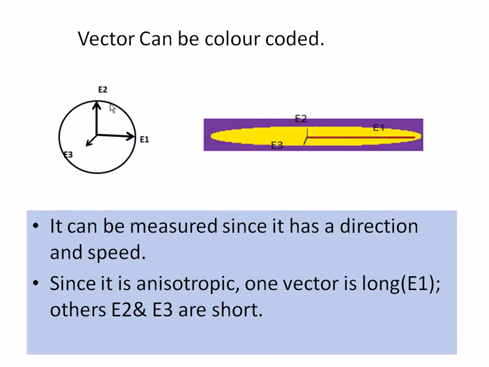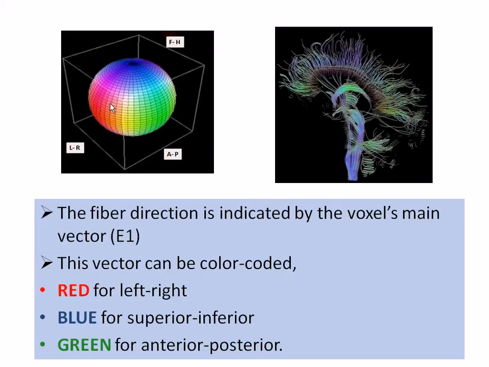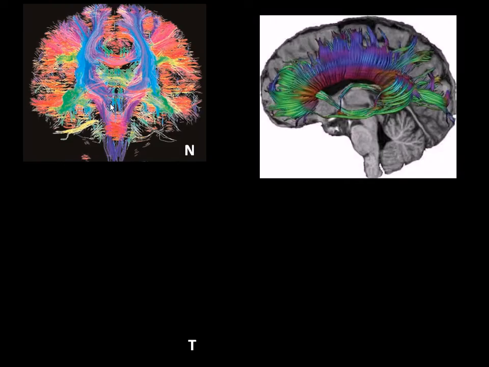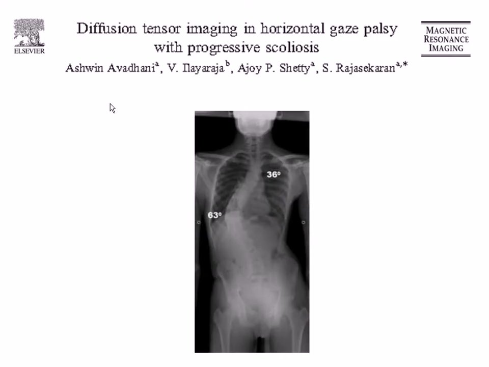Now what is very good is that the vectors can be color coded. Whatever is from left to right, the fibers can be color coded as red. Superior to inferior is color coded as blue, and green is anterior-posterior. The spinal cord is entirely from top to bottom, so the whole spine always appears blue. But if you see the brain, you can see a huge amount of different colors, and the distortion of these in conditions like a brain abscess is very clearly seen.